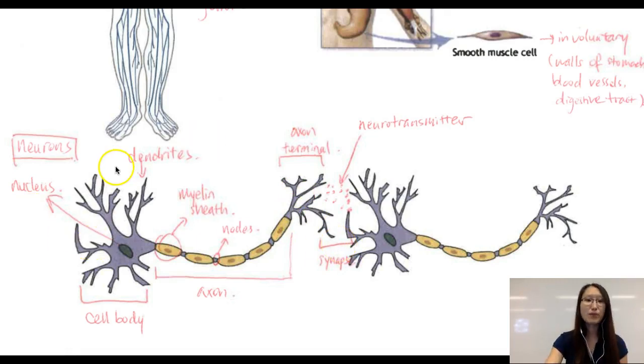So let's go through this one more time. We have signals being received by the dendrite, the signals traveling down the axon, jumping through the nodes, skipping the myelin sheath, and then the signal will reach the axon terminal, which allows the axon terminal to release chemicals called neurotransmitters, and the neurotransmitters will diffuse through the synapse and be attached to the dendrites of the next neuron. This is it for this video.